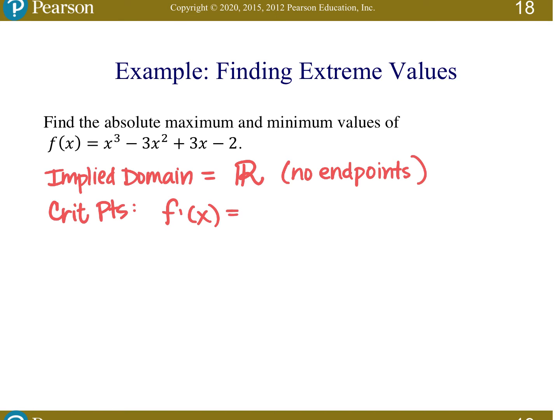And my derivative is 3x squared. Okay, minus. Noah, what's the next part of the derivative? 3. Careful. I've only done the first part. You're jumping ahead a little bit. 6x. Okay, 6x. Then 3.